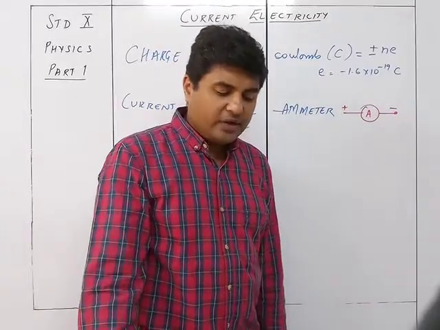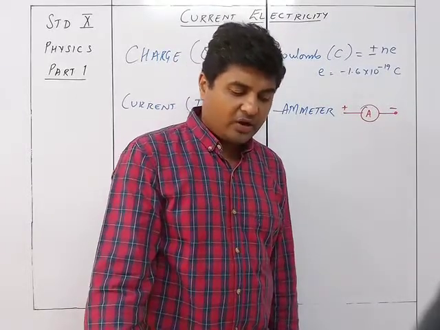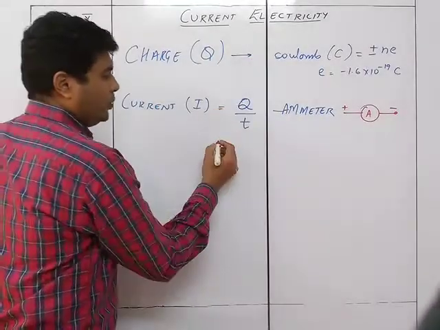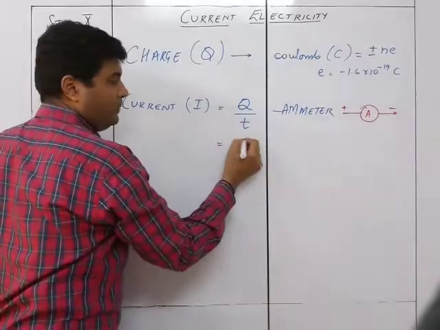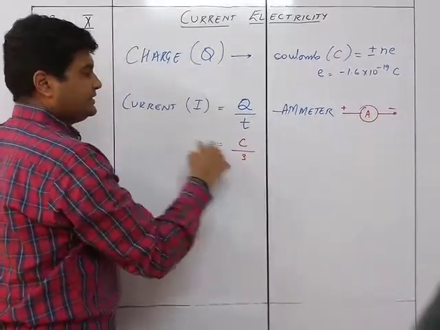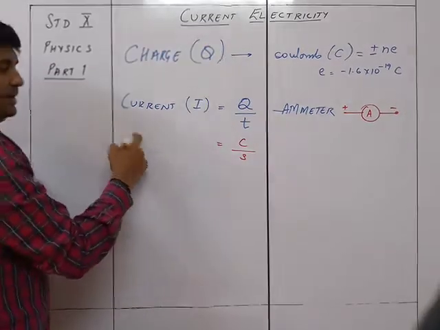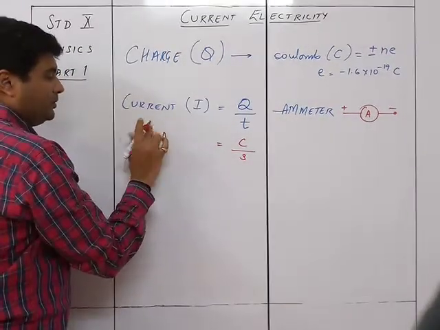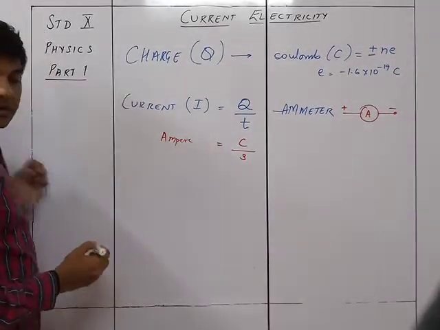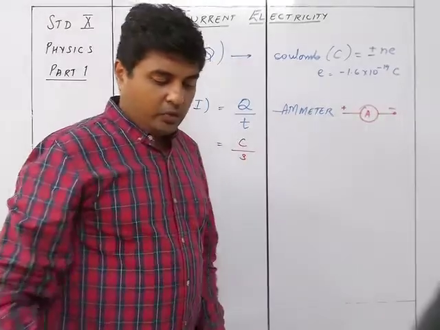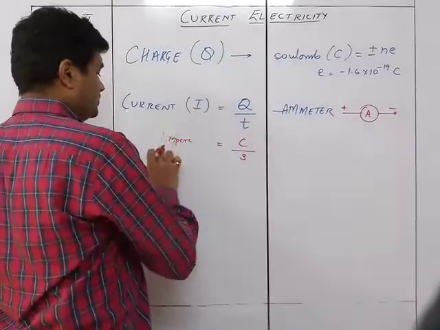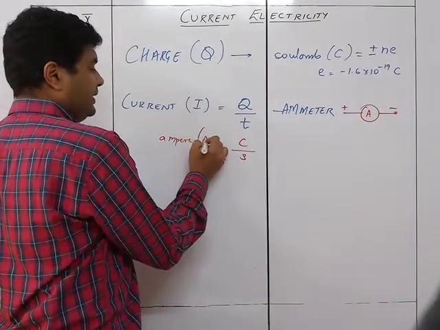The SI unit of charge is coulomb, and therefore current is measured in coulomb per second. You can see over here that the SI unit of Q is coulomb, and that of time we know is second. So coulomb per second is the SI unit of current, which has been given the name ampere. The symbol is A.